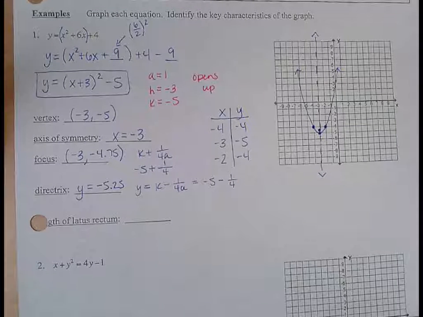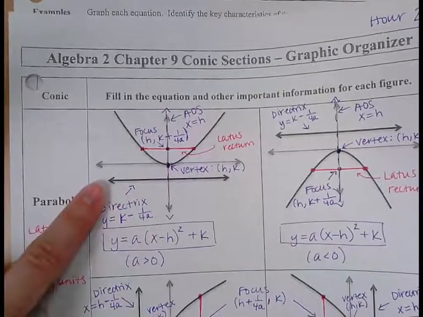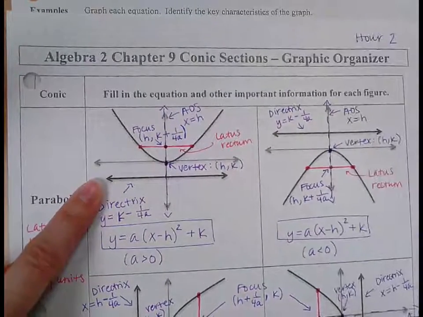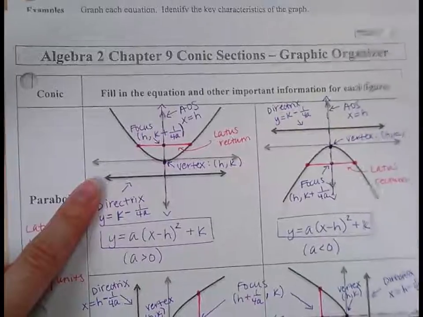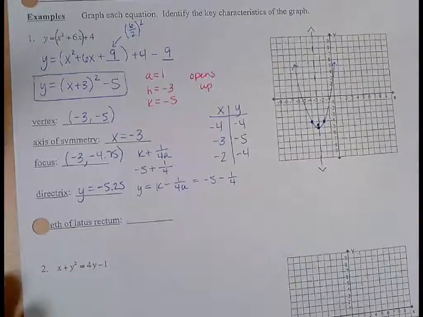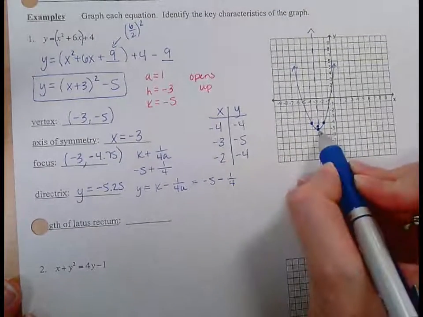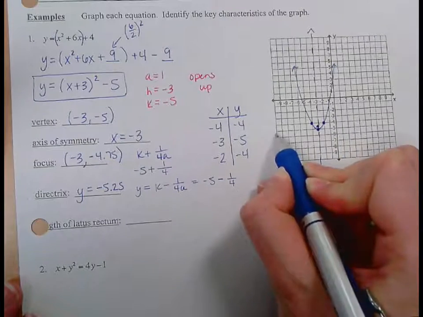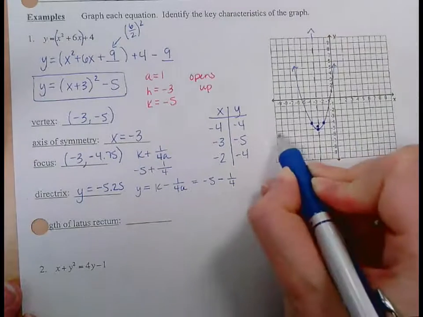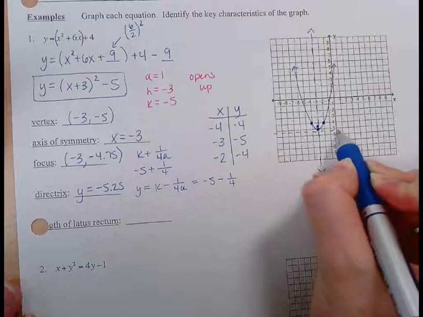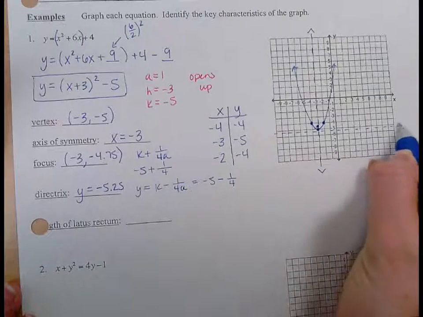And again, looking at your graphic organizer, that is a horizontal line that would be underneath a parabola that opens up. And you should draw it in as dashed. I know on your graphic organizer it is a solid line underneath, but it should be a dashed line when you actually draw it in, just like the axis of symmetry is dashed. So it's very, very close to your vertex, but at the y value negative 5.25, I should have a dashed horizontal line.